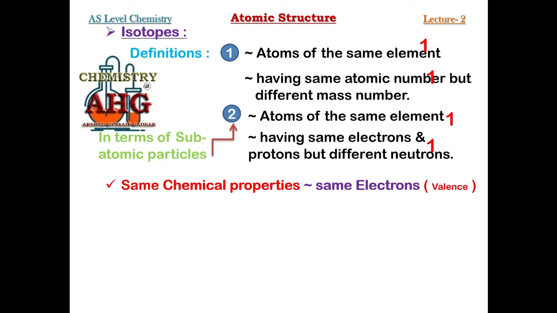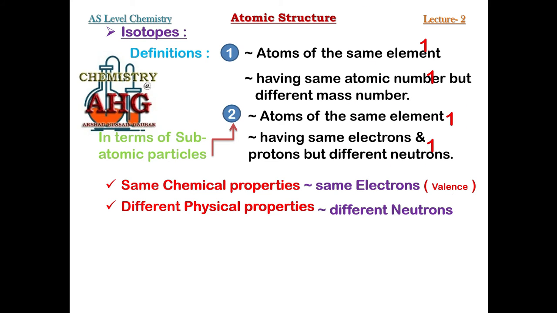Second thing, whenever we compare physical properties of isotopes, physical properties of isotopes are always different from each other. Now why are the physical properties different? What reason can you write down as an answer? You can say isotopes have different physical properties because they have different number of neutrons. So this is the simple reason that you can remember.